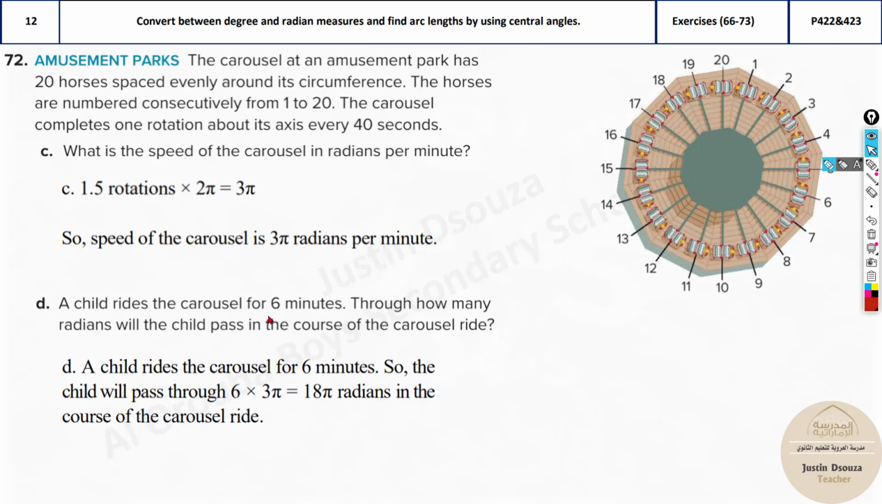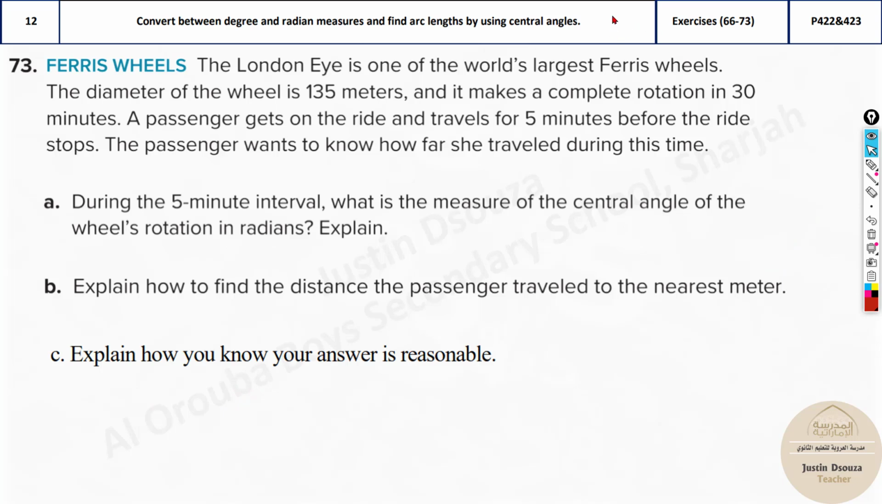So that's it. It's very simple. Once you understand the main concept, all these questions will be very relatable and easy. And we go to the last question now.